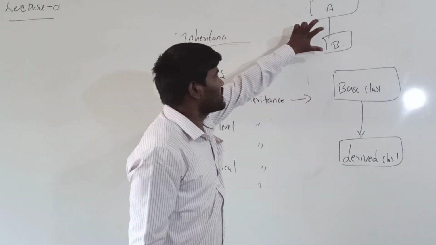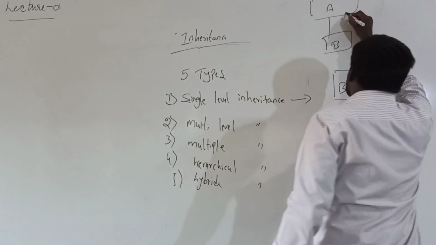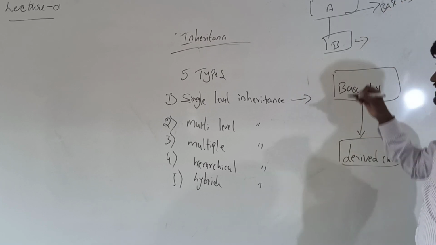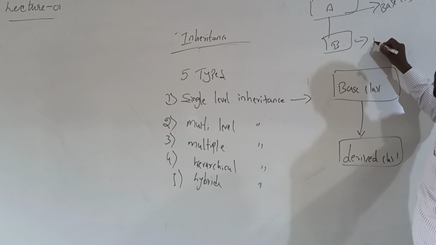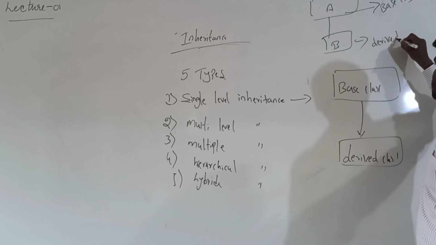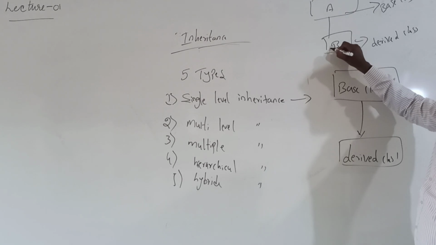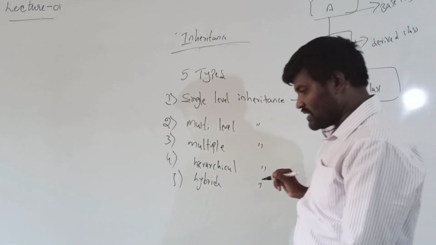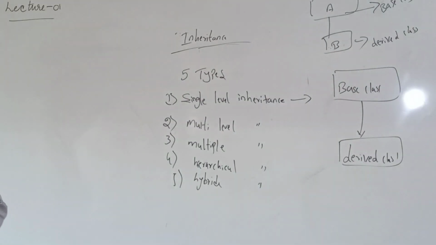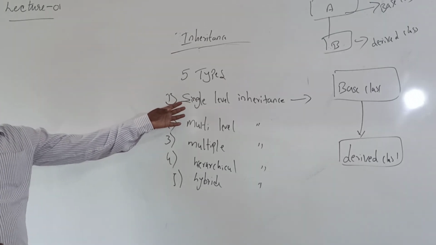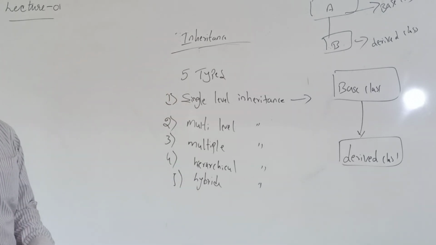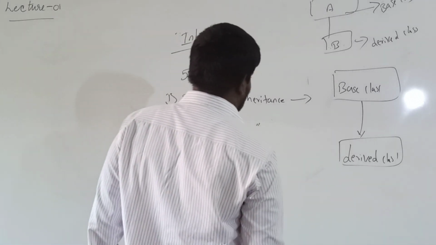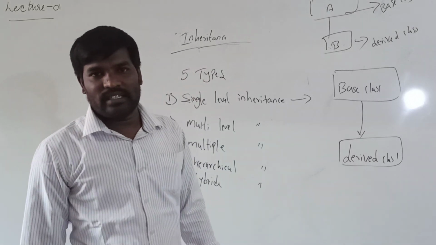Here A is there, here B is there. So here A is called the base class. The first class is always the base class and the second class is always the derived class. Here B can access the properties of A. So single level inheritance means the program consists of only one base class as well as one derived class. That is nothing but single level inheritance.